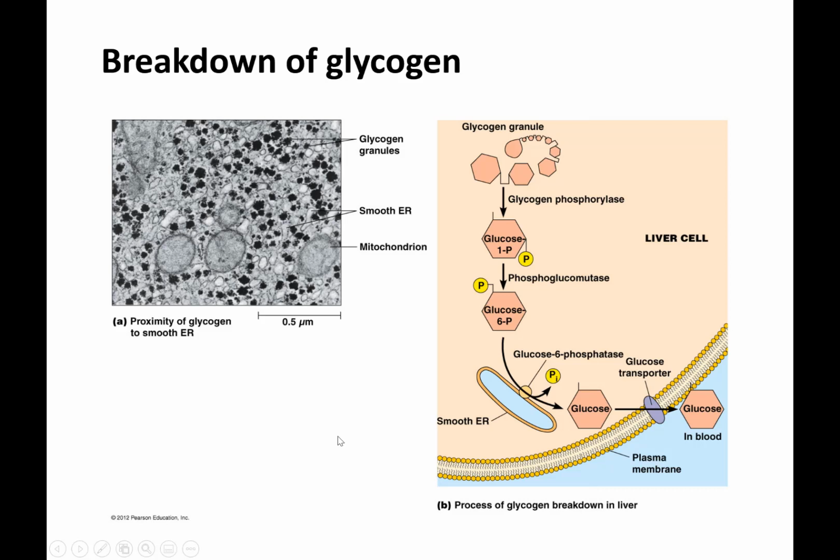Smooth ER is also very important for the breakdown of glycogen, which is a polysaccharide, into the monosaccharide glucose. And glucose goes out into our blood to give other cells energy. This is really important in the liver cells. So smooth ER is a big player in your liver cells.